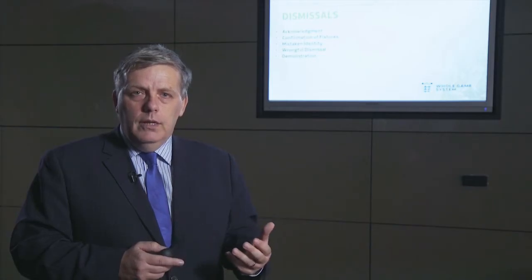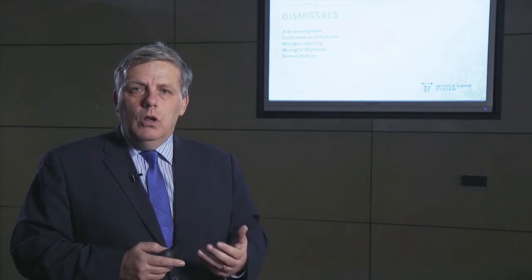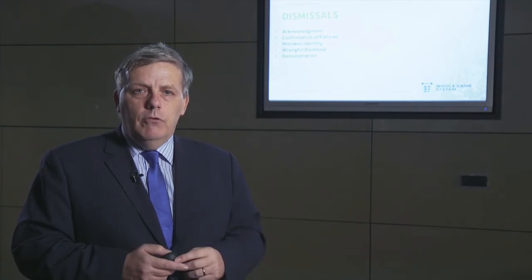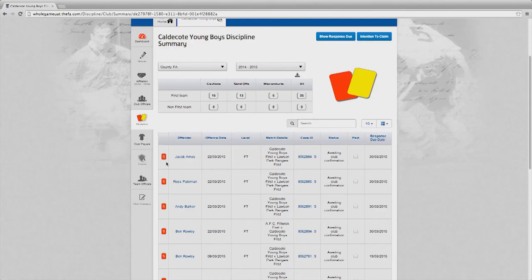as fixtures change. So occasionally you will want to lodge a claim either for mistaken identity or a wrongful dismissal where you believe that the referee has made an obvious error. You can do that online. And in addition, you can upload any evidence that you wish to be used in your claim for a wrongful dismissal. Here we're going to acknowledge a dismissal.